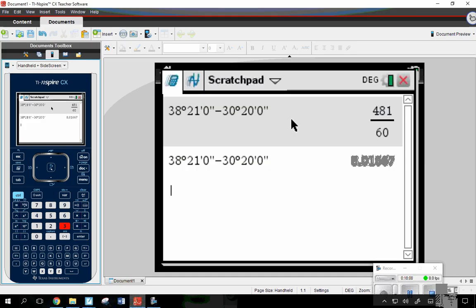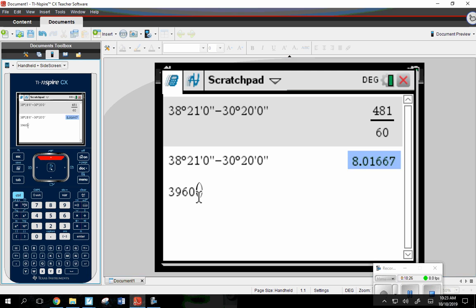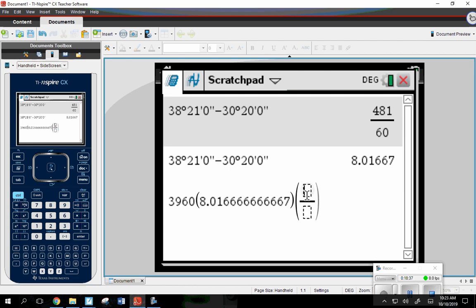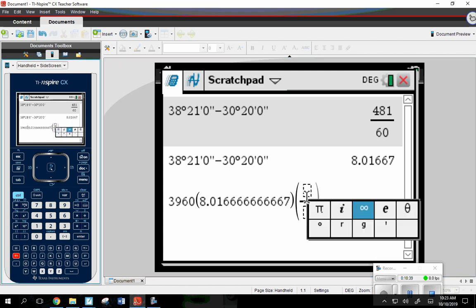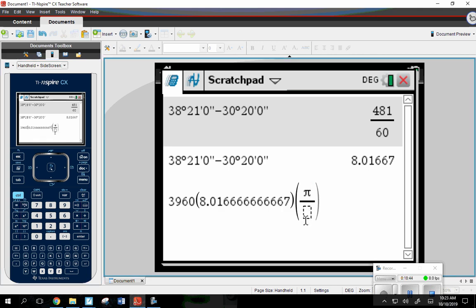So let's see here, 3,960 times. Now, I rounded on my paper to go ahead and show what it is that I'm doing, but I am going to go ahead and use the exact decimal value that the calculator provided because I want the most exact answer possible. Whoa, interesting. There we go. Okay, parentheses, and then I'm going to go ahead and multiply this by pi over 180.